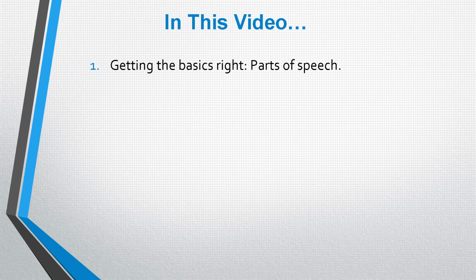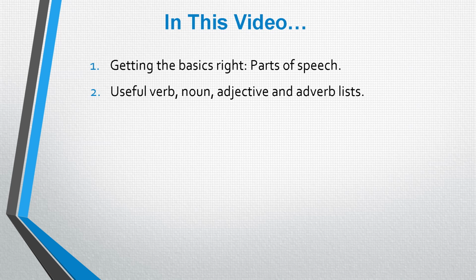So in this video we're going to be covering 6 things. That is why it's going to be quite a long video, but it's a really important part of the course. And the first thing we'll be looking at is getting the basics right. So looking at parts of speech and being able to identify different parts of the language. Secondly, we'll be looking at useful verb, noun, adjective and adverb lists. When you see these lists, you'll have all the different verbs, nouns, adjectives and adverbs that you could ever need to do well in academic task 1 tasks.